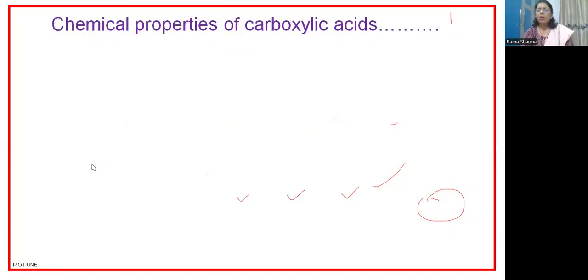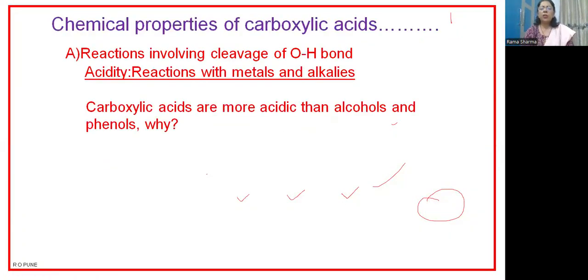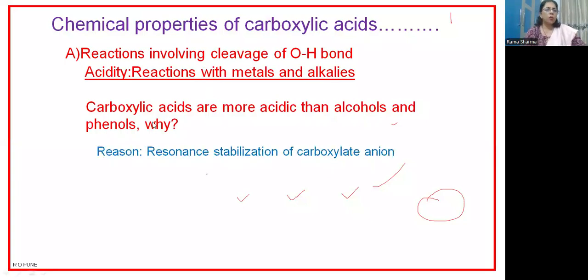There are some factors which affect the acidity of the carboxylic acid, and why carboxylic acids are more acidic than alcohols and phenols. It is a very important question. In alcohols, we know the O-H bond is also there, but carboxylic acids are more acidic. They are more acidic because of the resonance stabilization of the functional group.